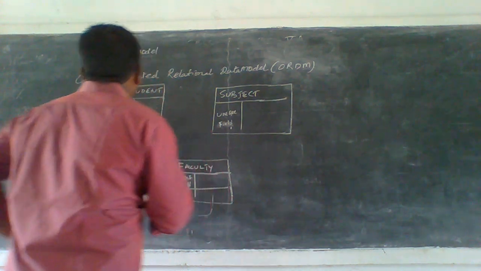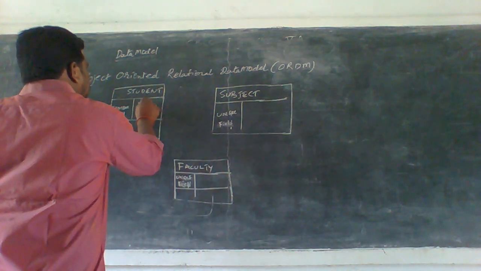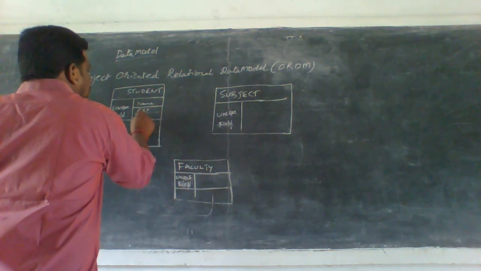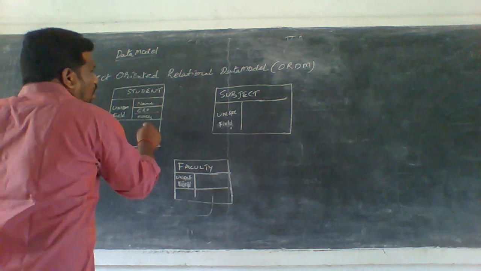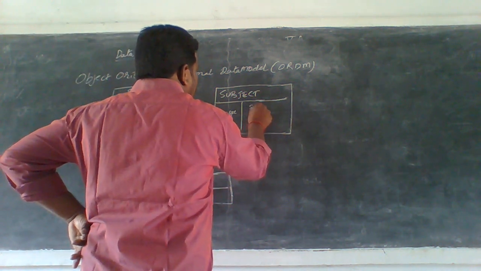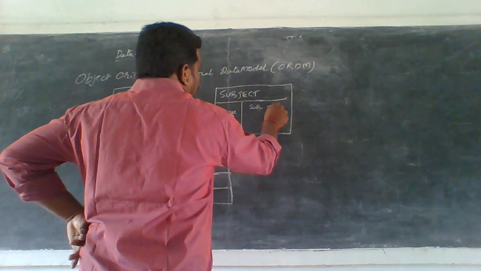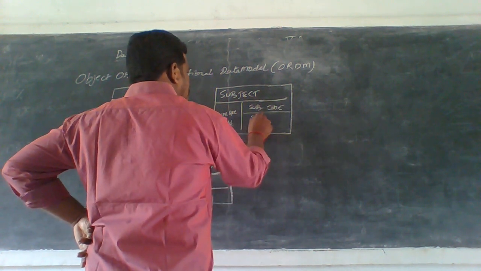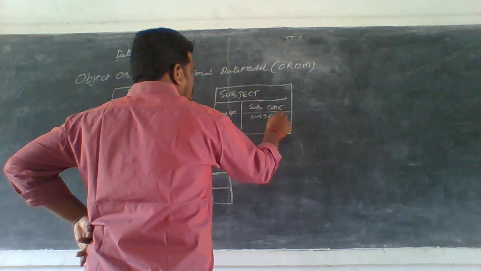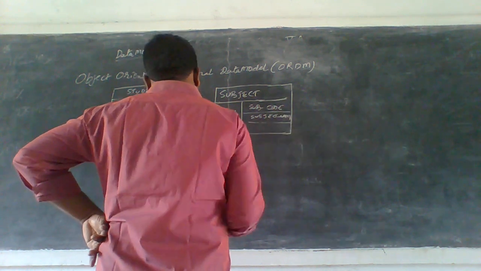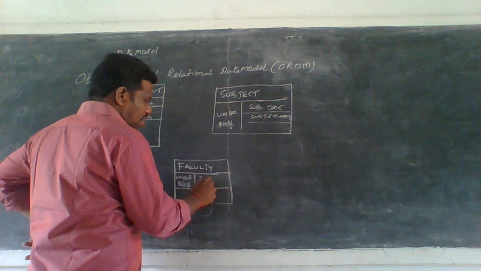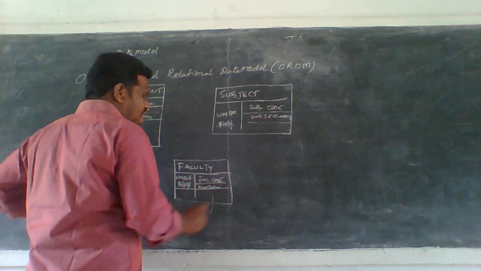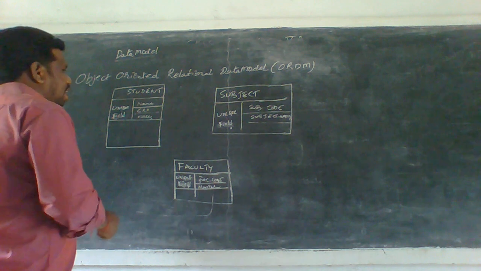So I'm writing here: name, number of people, group, marks, subject code, subject name, faculty code, faculty name. Okay, so here I'm connecting like this.